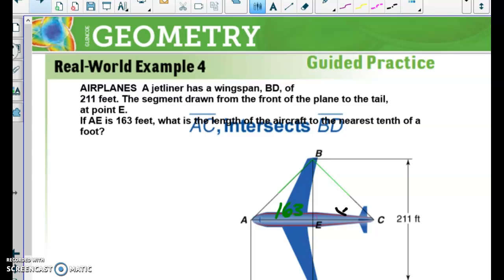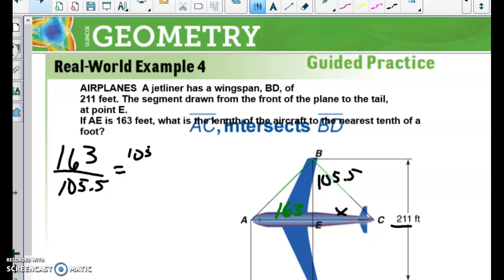So we have this length here. If we know the whole thing is 211, then this part is 105.5, and we can use our proportion. We can say 163 is to 105.5 as 105.5 is to x.